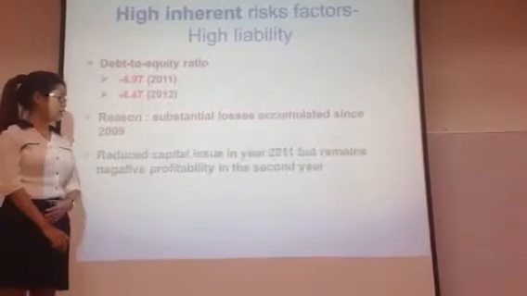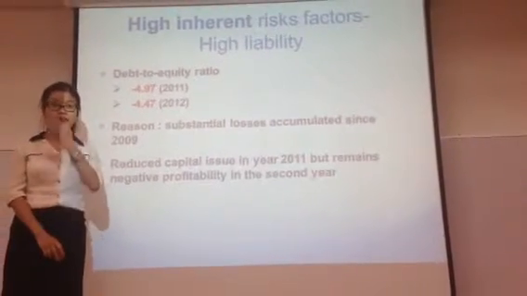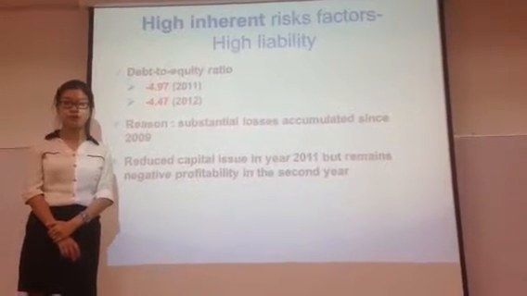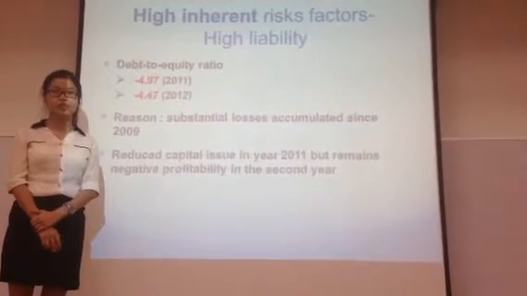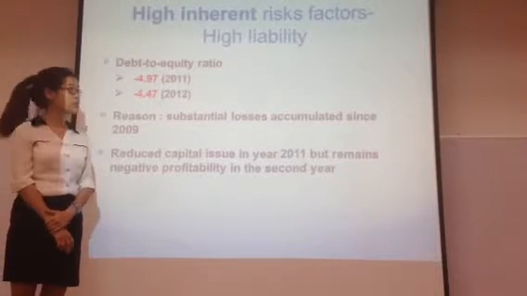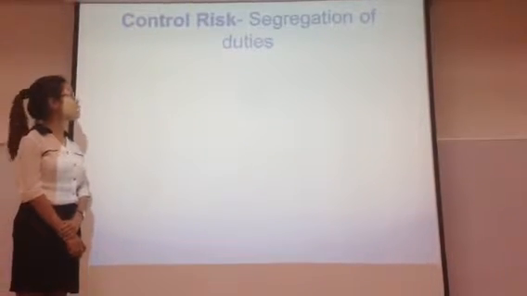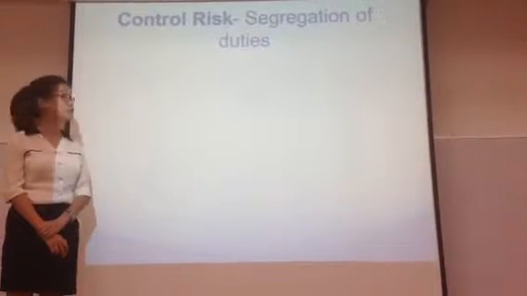And the company is threatened by the high liability in the foreseeable future, which raises a question on their going concern assumption. For the control risk, we speculated it to be high also because of the segregation of duties.